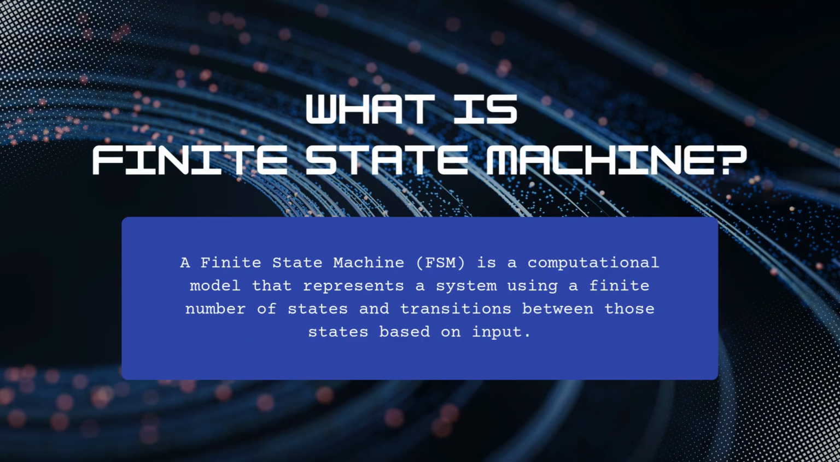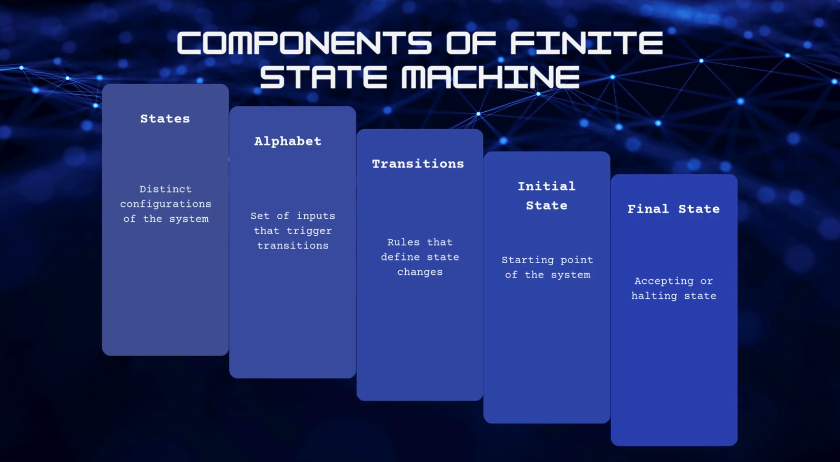Definition. An FSM is a computational model that represents a system using a finite number of states and transitions between those states based on input. Components. States, distinct configurations of the system. Alphabet, set of inputs that trigger transitions. Transitions, rules that define state changes. Initial state, starting point of the system. Final state, accepting or halting state.